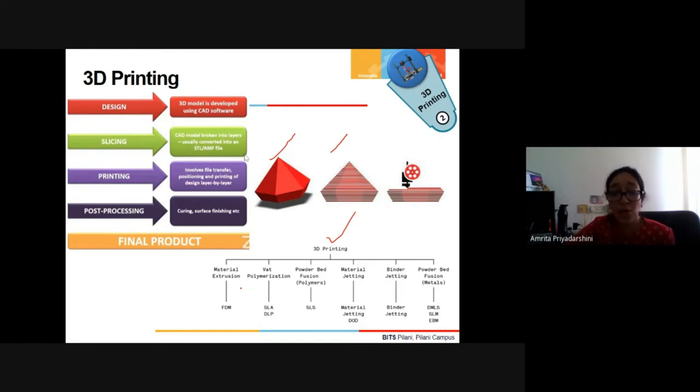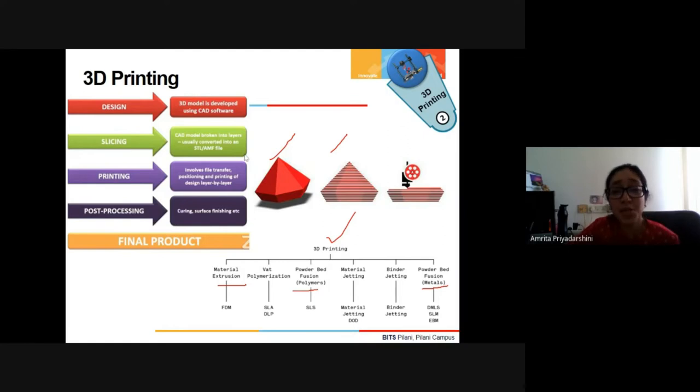A very commonly used one is FDM, which is nothing but fused deposition modeling. Here, the classification is based on what form the raw material is in, how the material is getting deposited, how it is getting fused, and how you get the final product. So we have FDM, that is fused deposition modeling. We have stereolithography. Then we have selective laser melting or selective laser sintering. Then we have binder jet, and we have EBM, SLM. These are related to metals, and these are related to polymers.